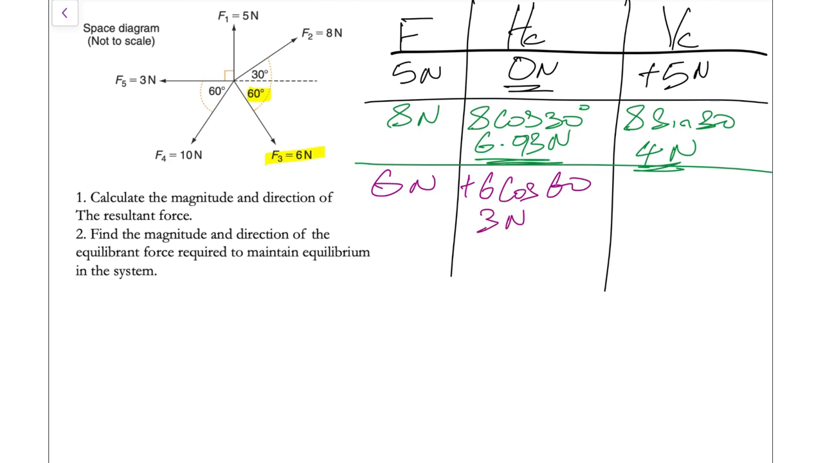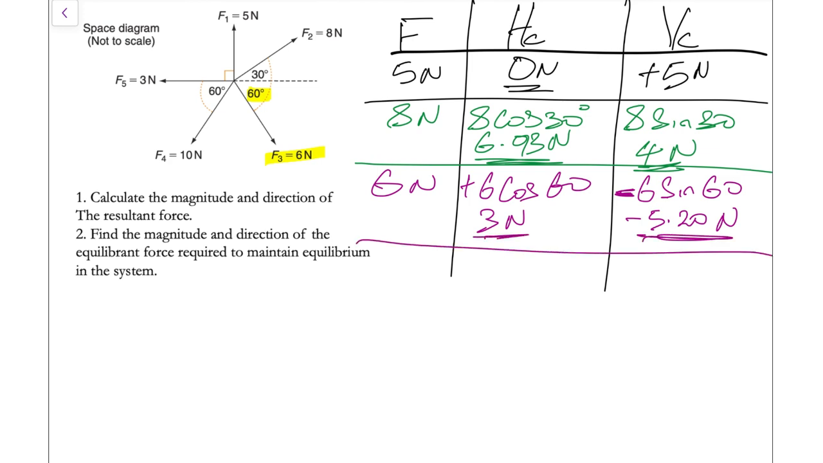And we come across now, because this is going down, it's going to be negative 6 sin 60. And it's only negative particularly because this force is going down. So negative 6 sin 60 turns out to be negative 5.20 newtons. So that's that one there done. And on to the next one.